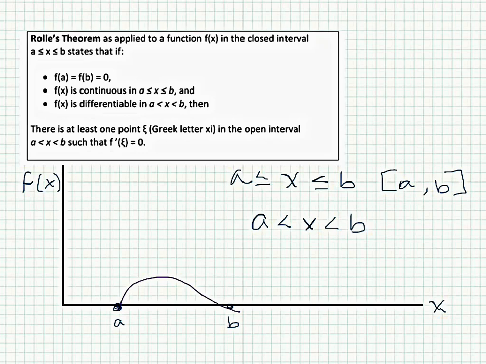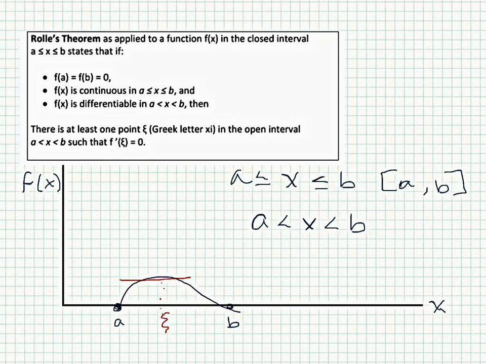And the assertion is that there's some point right in between. So let's put a point somewhere in between here. Suppose it's somewhere right here in the middle, and that point is c, the Greek letter c, and where the slope of the tangent at that point is horizontal or 0. So something like this right there.